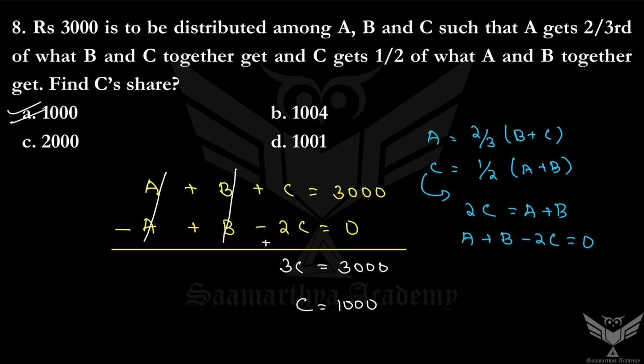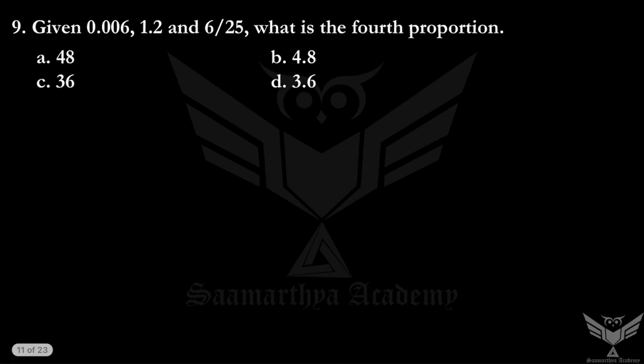Done. So simple. Next, question number 9. Given 0.006, 1.2 and 6 by 25, what is the fourth proportion? What is meant by fourth proportion? A is to B is equal to C is to D. This is called the fourth proportion.